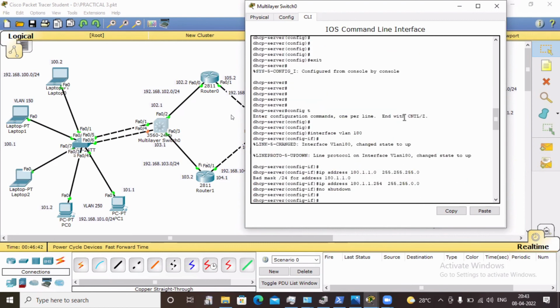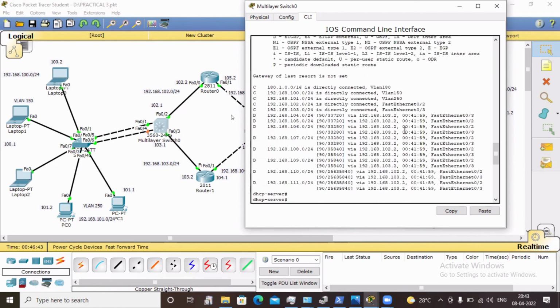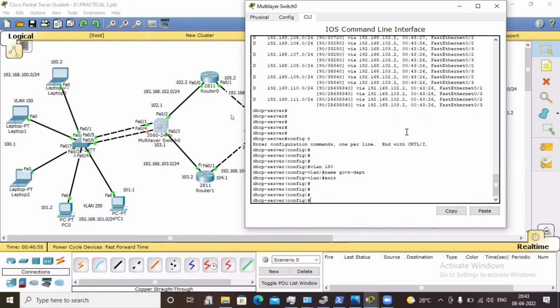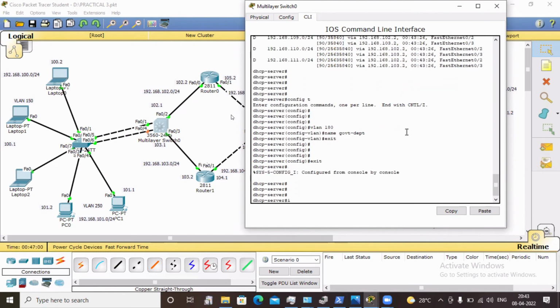Gajanan, you have to go on interface now. Interface VLAN 180. VLAN 180 name GOT-department, right? No, you have to go firstly on interface now. Config. Exit this. No. This is... see, first of all, Gajanan, sorry.